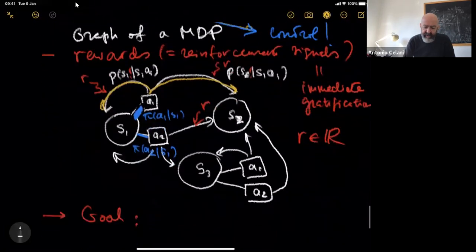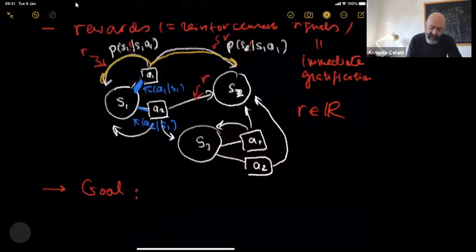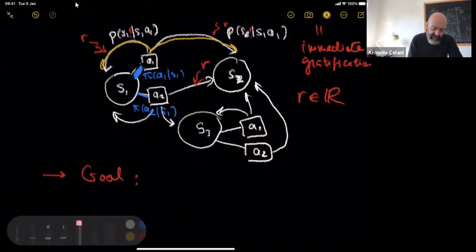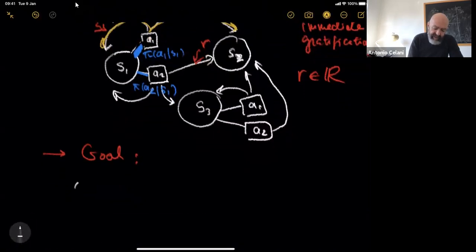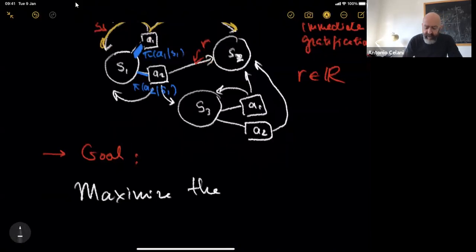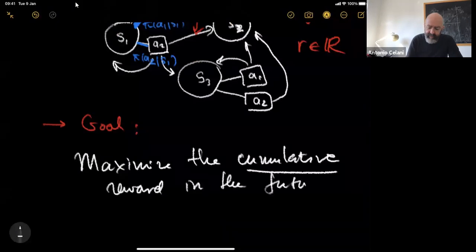So this basically is the last ingredient we need, because once we have the rewards, we can define our goal. And the goal is to, I will write it explicitly and then we discuss it together. The goal is to maximize the cumulative reward in the future over policies.